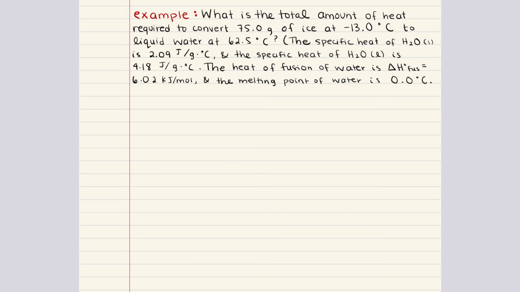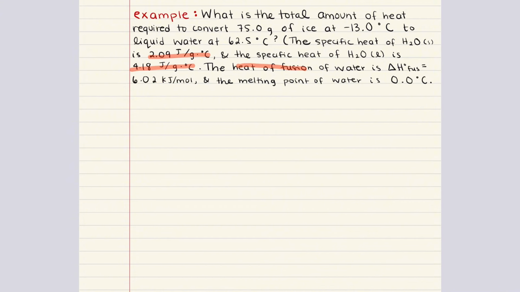This problem asks, what is the total amount of heat required to convert 75 grams of ice at negative 13 degrees Celsius to liquid water at 62.5 degrees Celsius? We're given the specific heat for ice and for liquid water, and we're also told that the heat of fusion for water is 6.02 kilojoules per mole, and the melting point of water is 0 degrees Celsius. Now, whenever you're asked to calculate the amount of heat when a phase change is involved, the first thing you should do is sketch a heating curve.